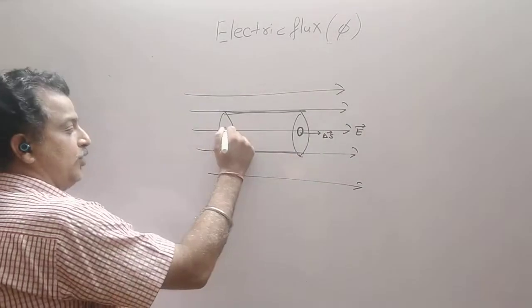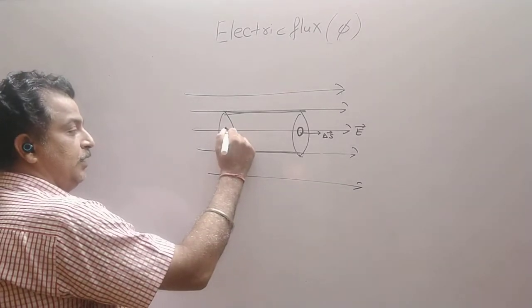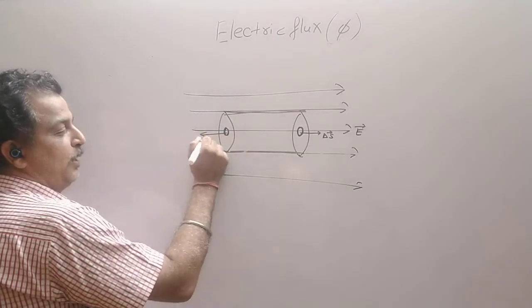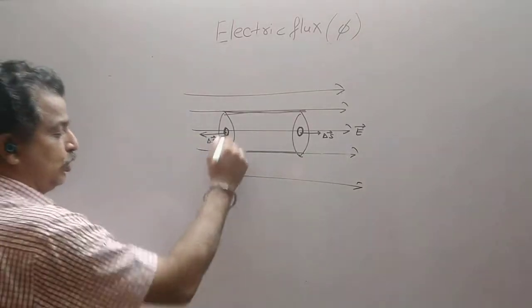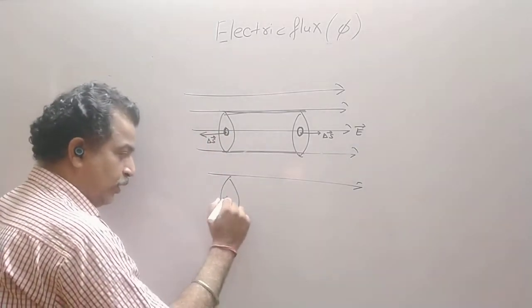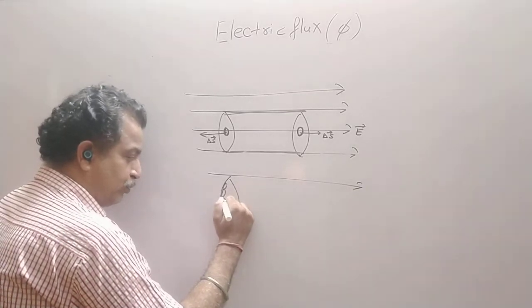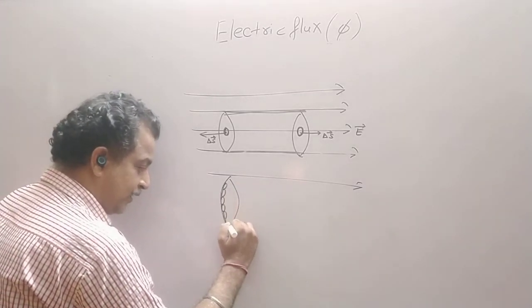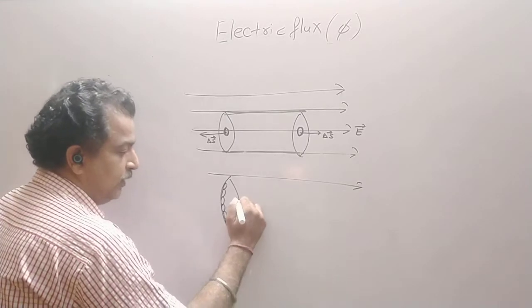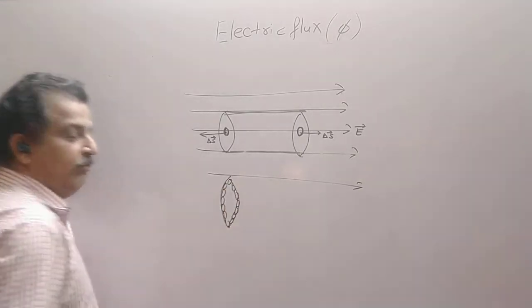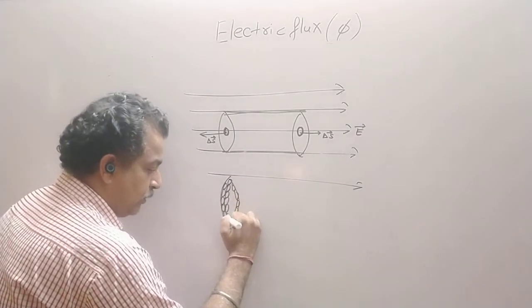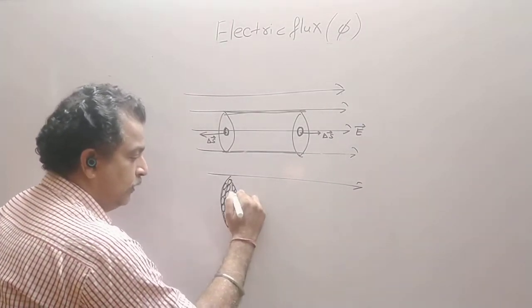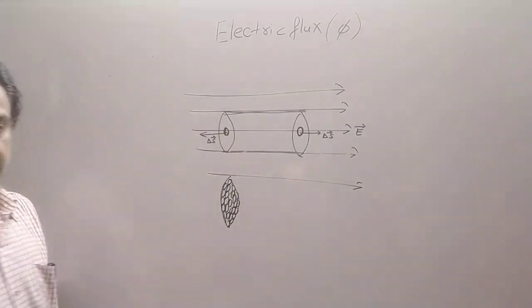For this cross section, this is an area element and it should be opposite to this. This is delta S. So this cross section is made up of number of small elements like this. This is one small element. This is how we draw the small elements of the cross section. I have considered one cross section.